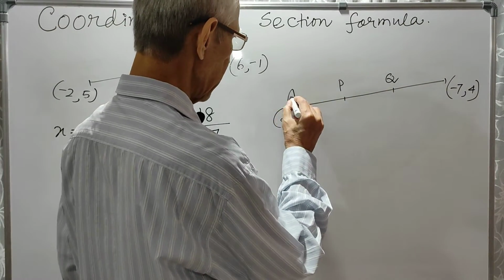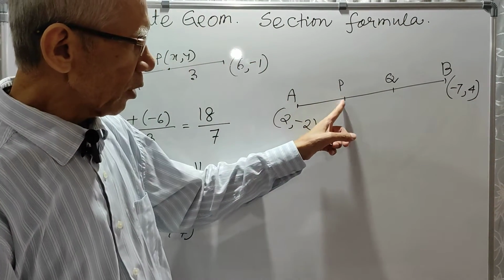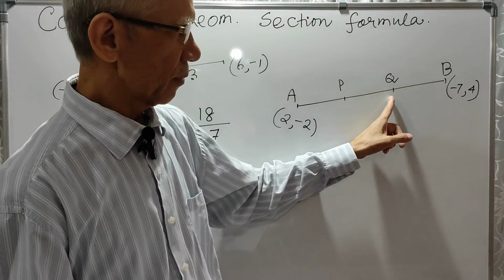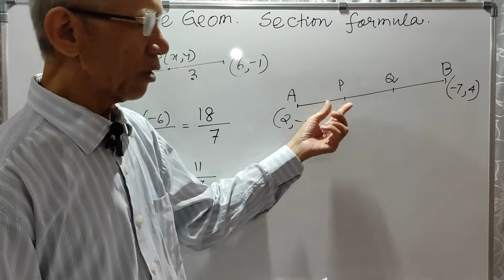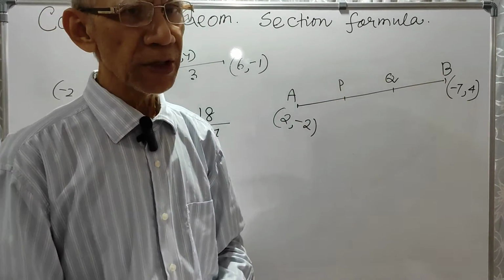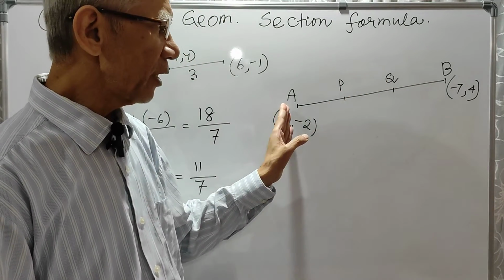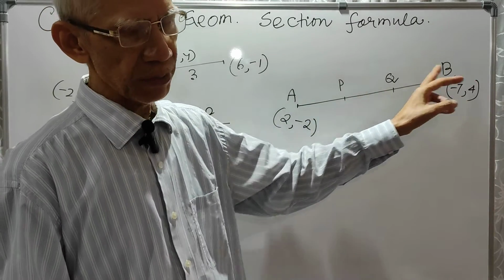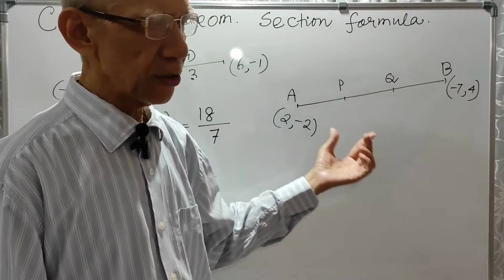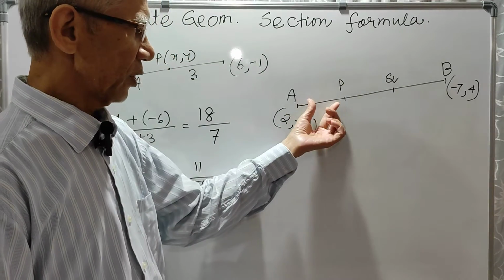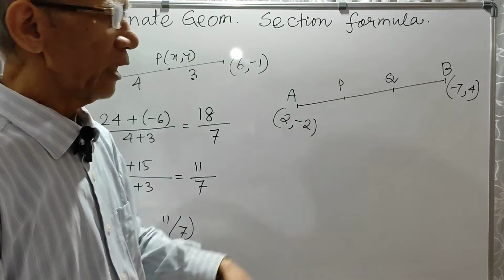Suppose you call this point A, this point B. That means AP equal to PQ equal to QB. So these 3 parts are equal. So P and Q are called points of trisection. P and Q have trisected AB, that means have divided AB in 3 equal parts, in 3 equal sections. This is the first section, second section, third section, and these 3 are equal.